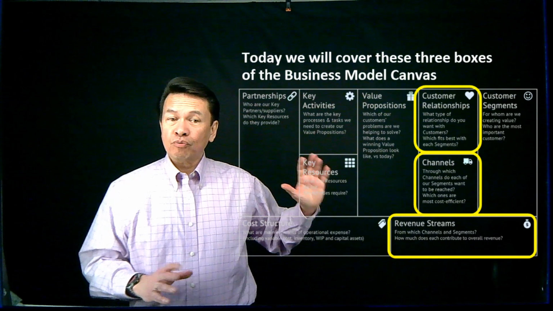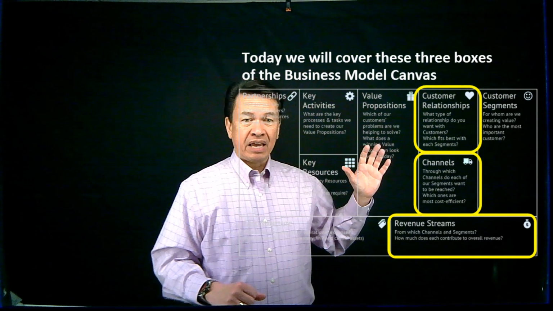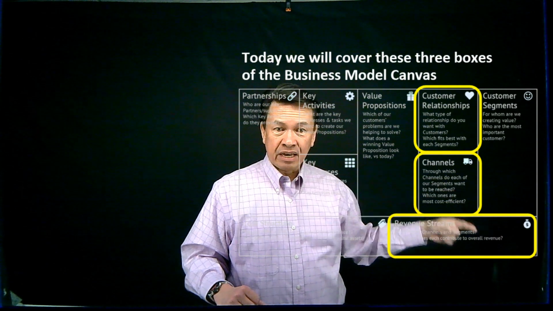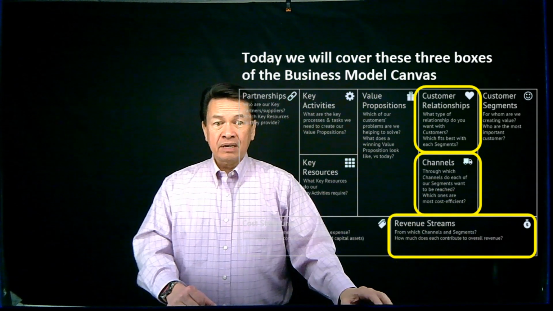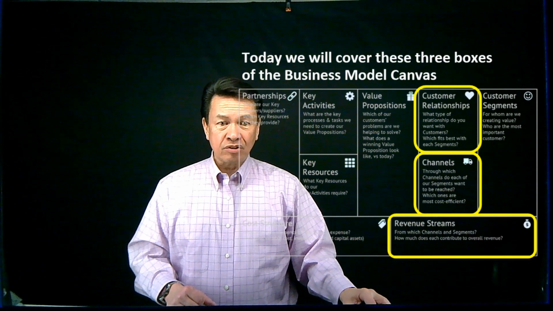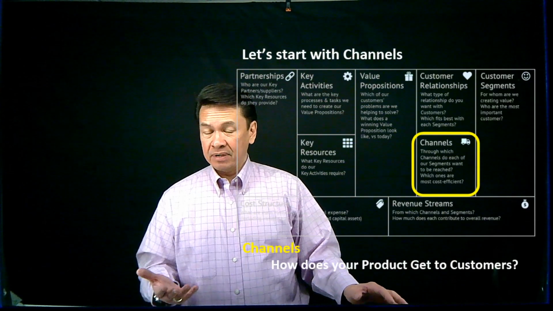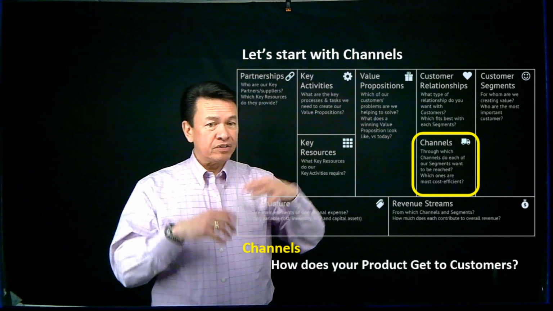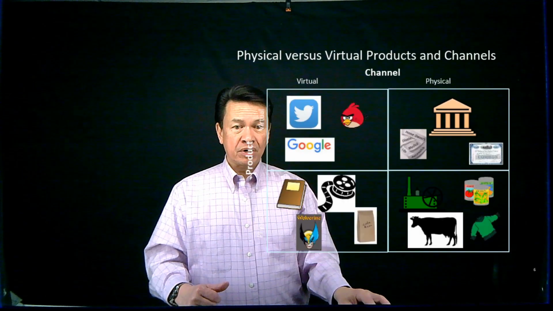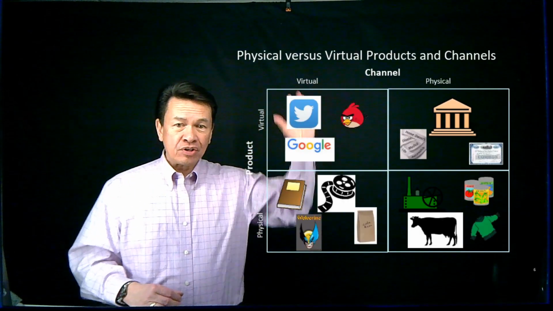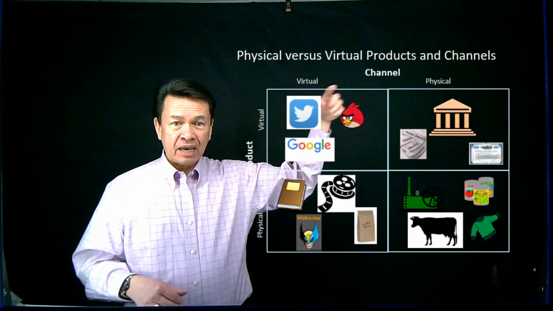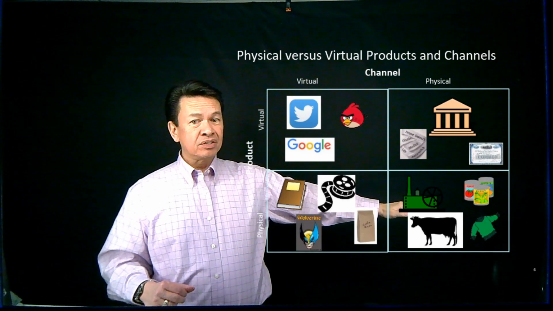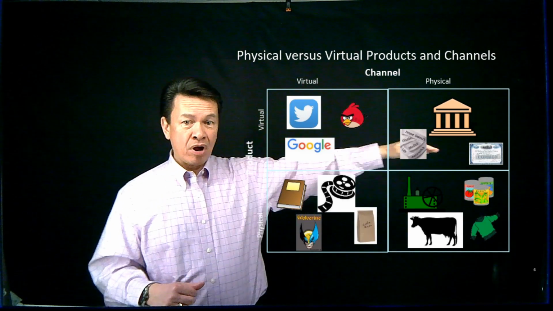So the 3 boxes that we're going to cover in the business model canvas are essentially the customer relationship box here, right? The channels and also revenue streams, okay? And so with that, let's start by talking a little bit about channels, okay? How do you get your product or service to your customer? That's what we're going to talk about. So it turns out that there's virtual channels, right? And there's also physical channels. And then there's actually physical products.